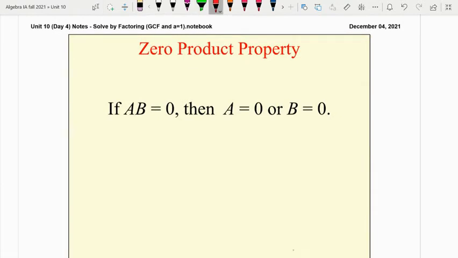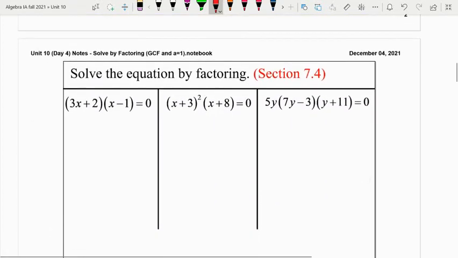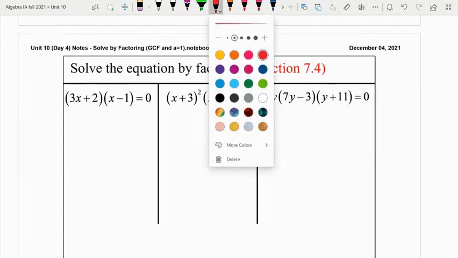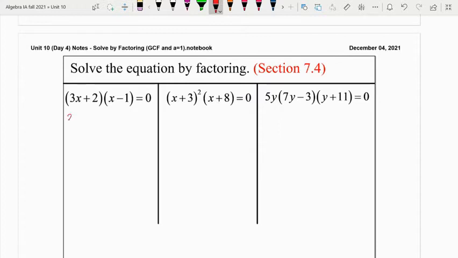Zero product says that if A times B equals 0, then A equals 0 or B equals 0. Let's look at a couple examples here. So this is considered my A, the 3x plus 2, and my B is x minus 1. So what I do is just put 3x plus 2 equal to 0, or x minus 1 equals 0.